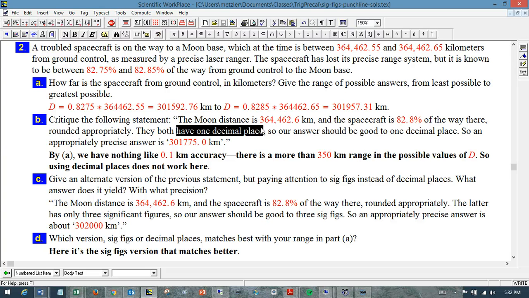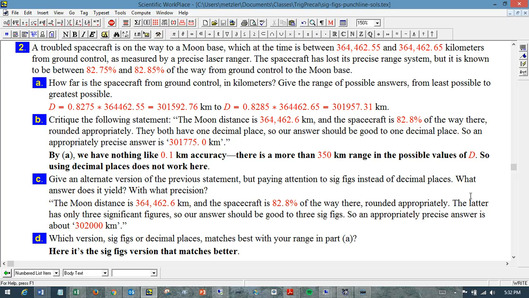But this is where it goes wrong. Saying they both have 1 decimal place, so our answer should be good to 1 decimal place. Okay, so we're going to report 301,775.0. No way. You're claiming that that thing is accurate to 0.1 kilometers? That's not even close. We have not nearly that much accuracy here. And what's going on here is that that small change in that 82.8% number, 0.1% of 360,000, is a lot more than 0.1 kilometer. So when you multiply things, decimal places are a really inaccurate way to measure precision.